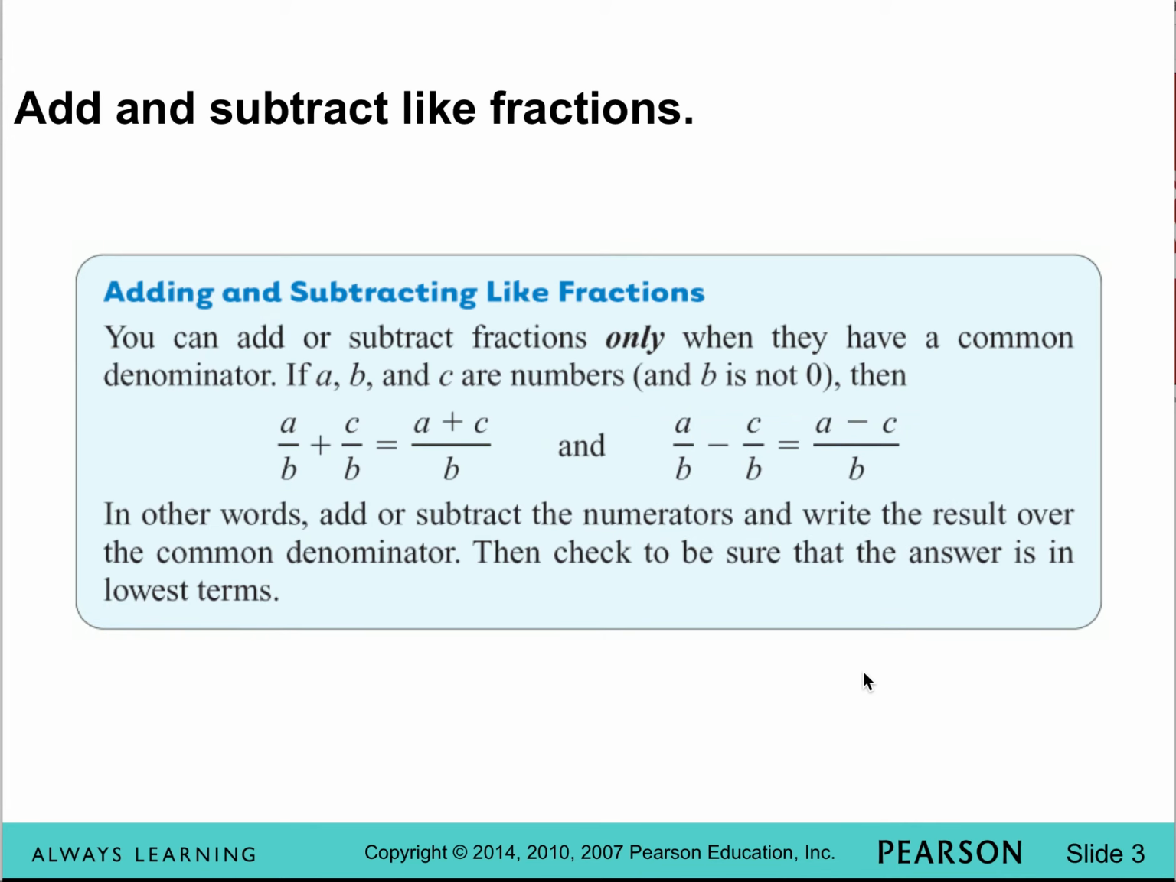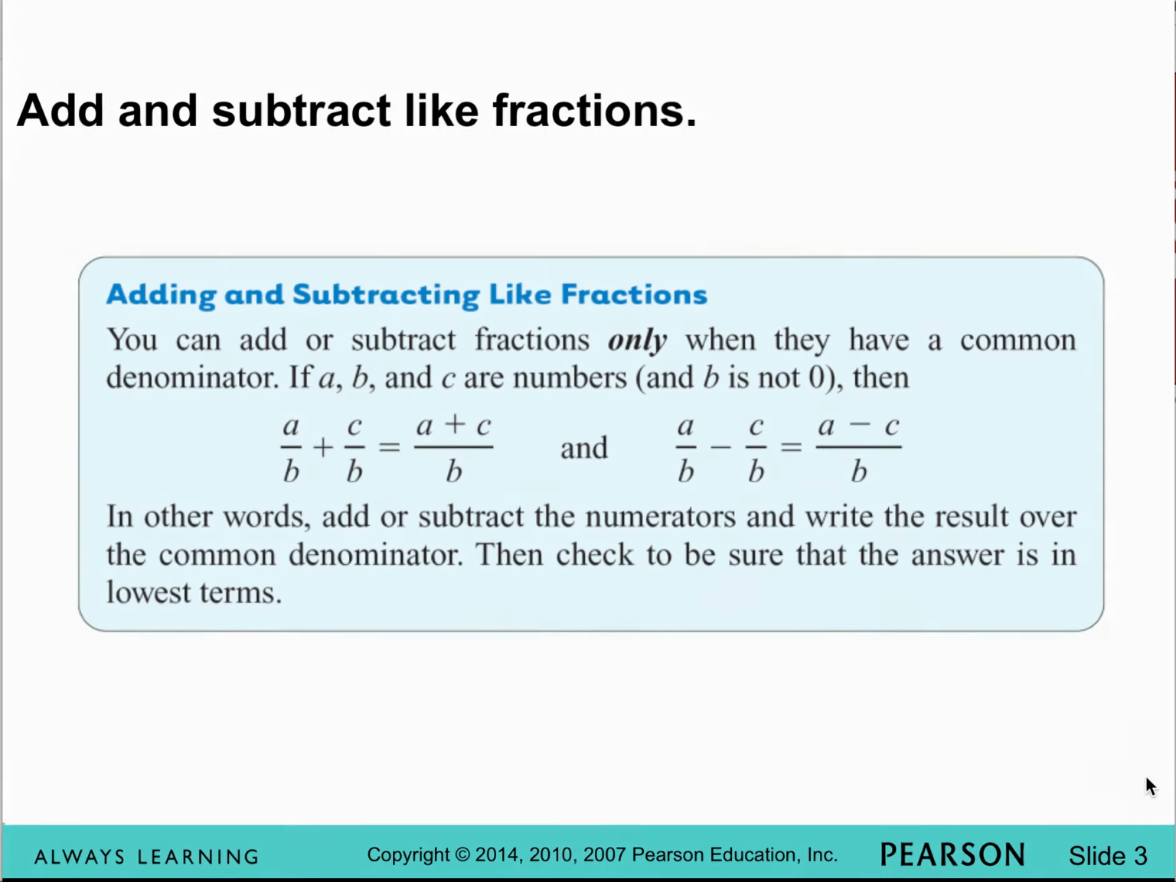To add and subtract like fractions, you can only add or subtract fractions when they have a common denominator only. Your denominator, by the way, can't be 0. That's going to be a recurring theme for us also. You can't divide by 0. Denominators can't be 0. Remember, a fraction bar is just a division symbol. So because you can't divide by 0, you can't have a denominator 0.